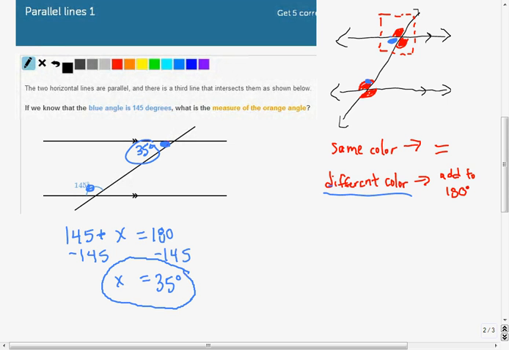The most challenging part about this exercise is going to be determining whether the two angles that you have identified are equal or whether they add to 180, because you could be given either type of problem.